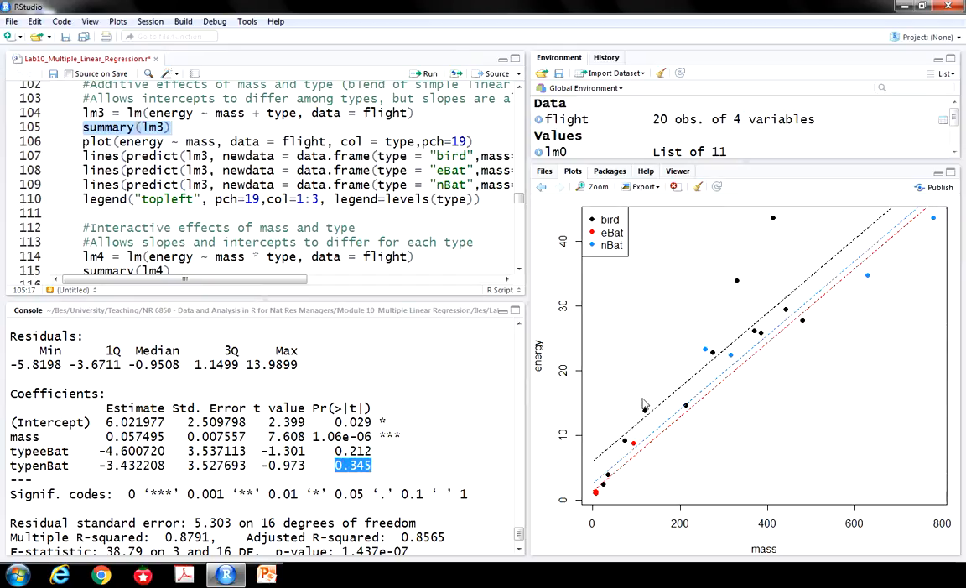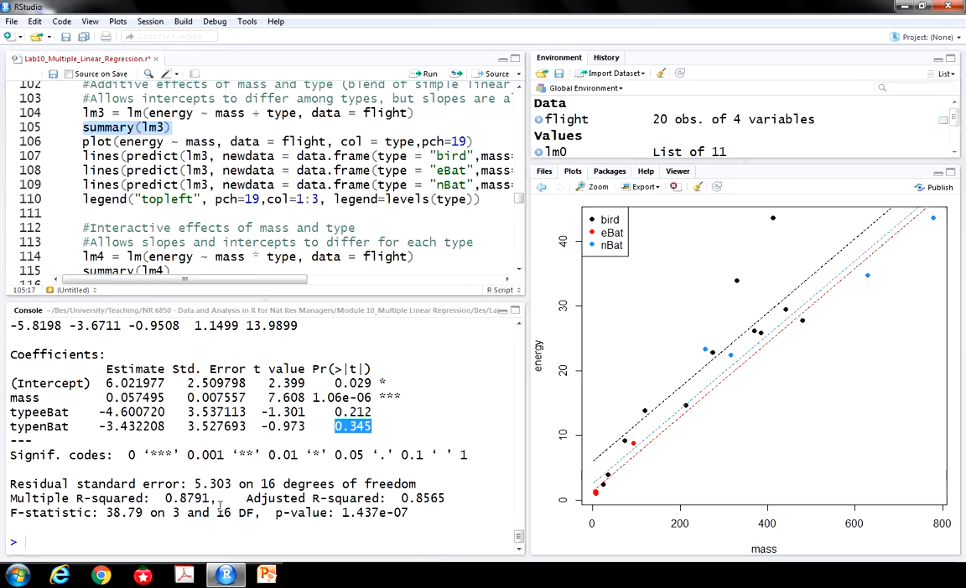So in reality, this model is sort of telling me that there's really just one slope and one intercept that describes all three species at the same time. So I'm not really getting that much extra by including animal type in addition to mass. I can also sort of get at that by looking at this R squared.